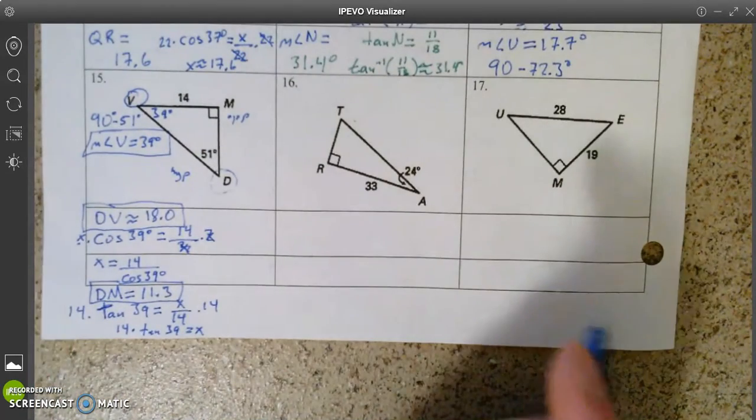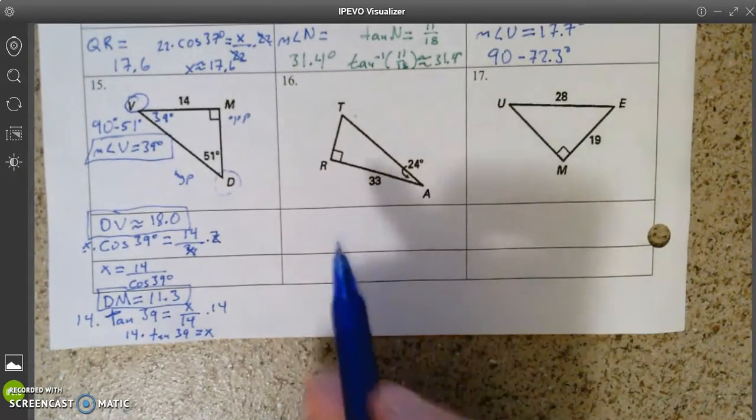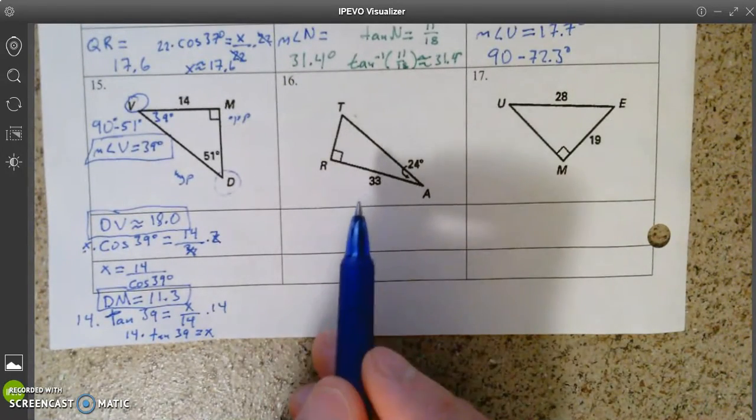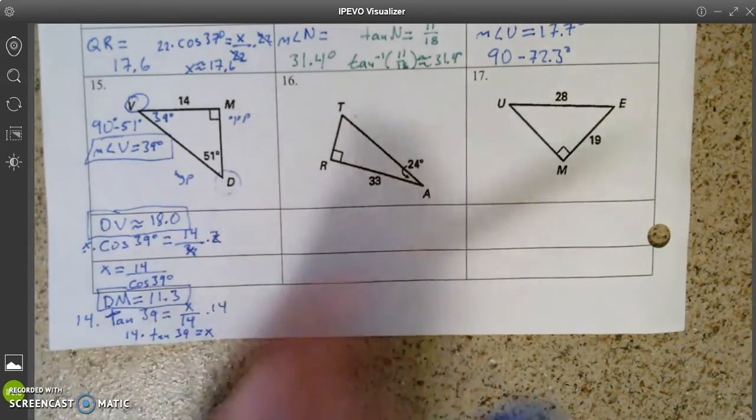Just like the last set of notes was to find the side lengths, for this one we're going to do the same, where you can get some bonus points by finding the missing values for 16 and 17. Best of luck.